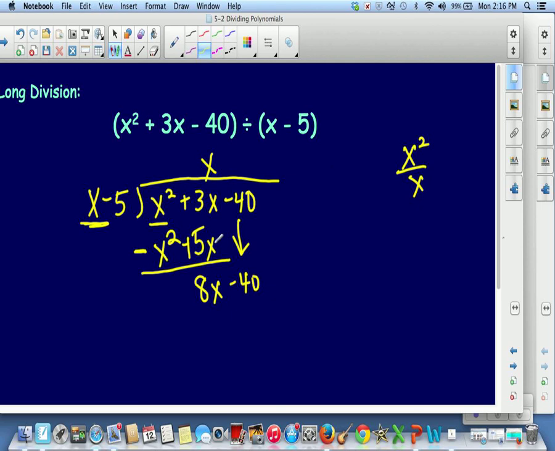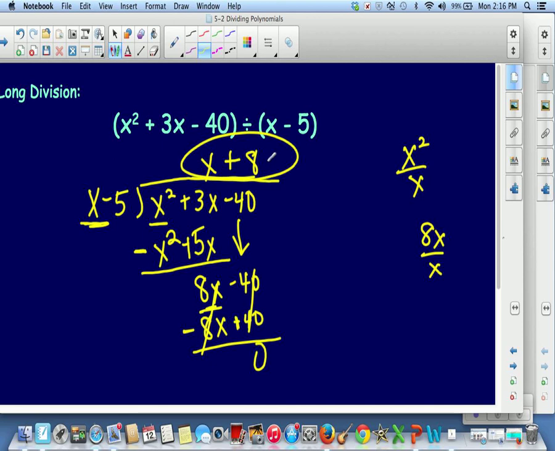So now I'm just looking here. 8x divided by x gives me 8. So I'm going to have plus 8 here. 8 times x is 8x. 8 times a negative 5 is a negative 40. So I'm changing the signs because I'm going to subtract. These all cancel out. My remainder is 0. So my answer is x plus 8.